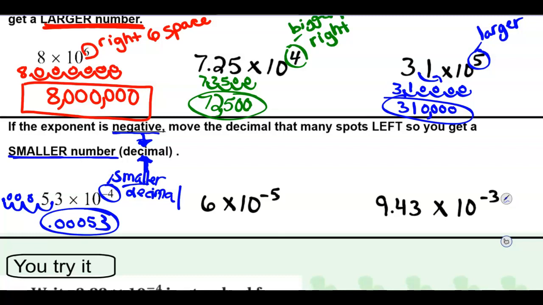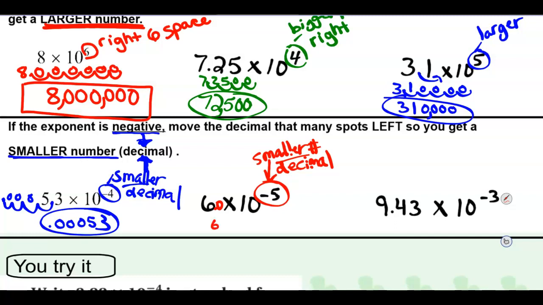Let's look at number 6, the next example. We have 6 times 10 to the negative 5th. So when we write the number 6, we know that it's like having a 6.0, if that helps you think of where the decimal point's at. Again, when you have a negative exponent, that means you are going to get a smaller number, or also known as a decimal. It's going to be less than 1. So looking at this, if I went to the right, I would get 60. So that doesn't even make sense. So that tells me I'm going to go left.